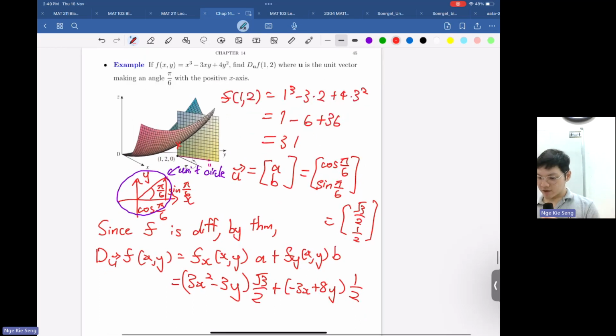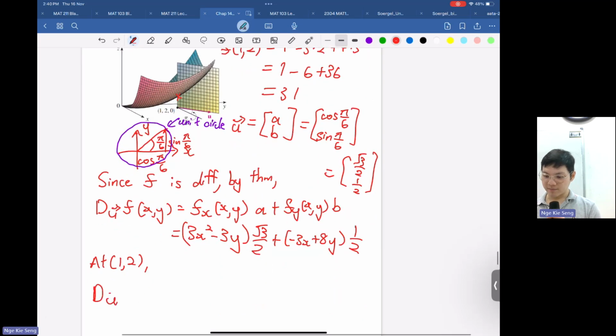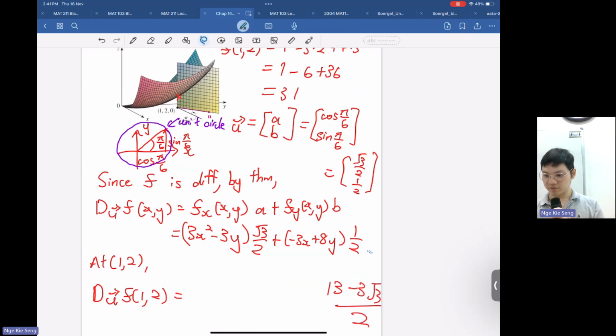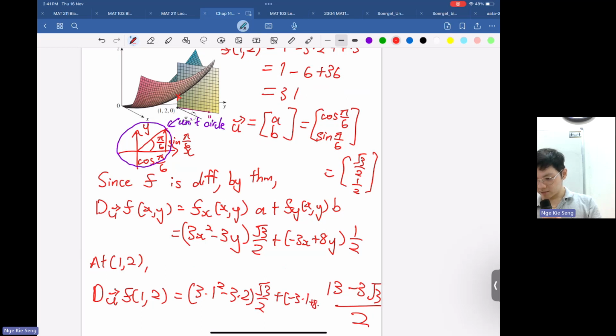So what we want to do is find the value at the point 1, 2. Okay, at 1, 2, what happens? You just substitute x and y everywhere. If you substitute, you get 13 minus 3 square root 3 over 2. Substitute x equals 1 and y equals 2 into the formula. Okay or not? Any question? You can try and compute yourself, check whether this is true. So it's like 3 times 1 squared minus 3 times 2 square root 3 over 2 plus minus 3 times 1 plus 8 times 2 and a half, equal to this number here.